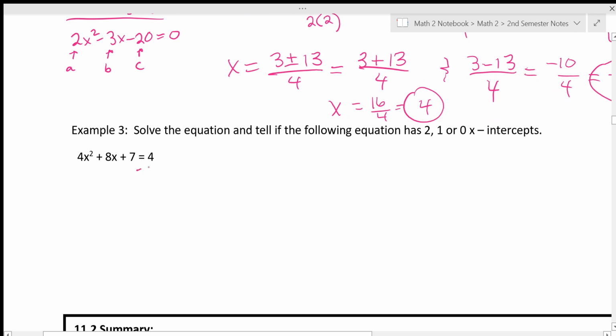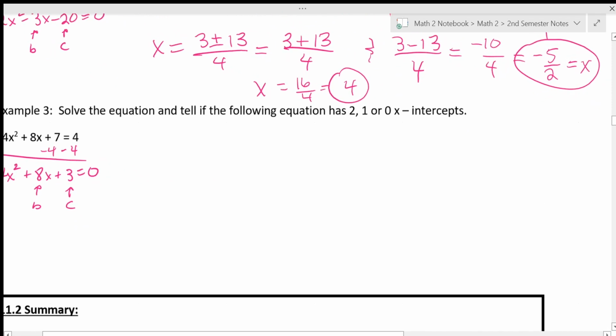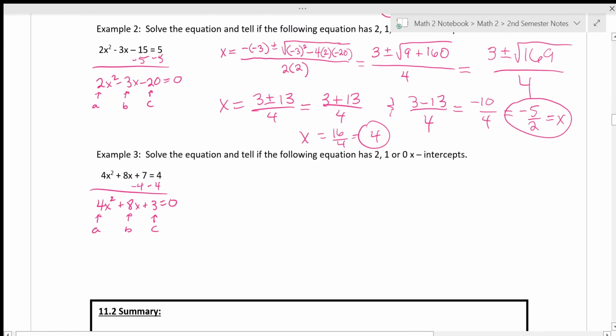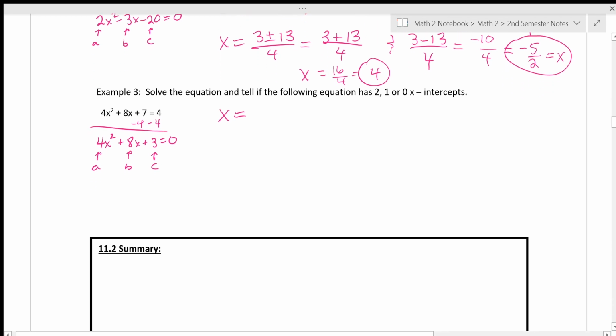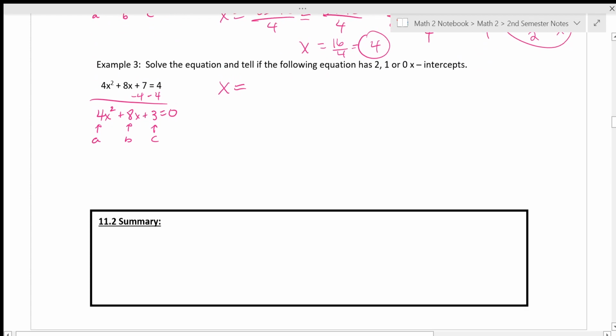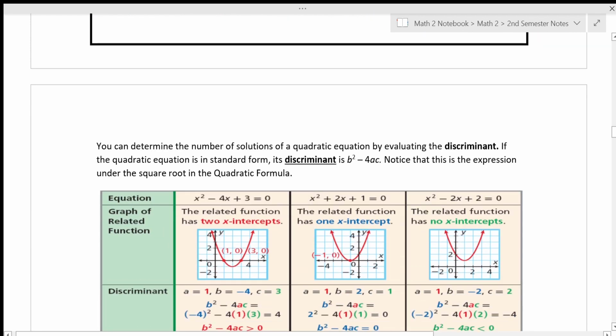Okay, so same as before, we gotta subtract 4 from both sides to get it equal to 0. So we have 4x squared plus 8x plus 3 equals 0. And then now we're gonna use our quadratic formula, a, b, c. Okay, I would like you to see if you can plug those numbers into your quadratic formula. X equals negative b, etc. See if you can plug it in and simplify. And we'll go over it in class when we next meet.